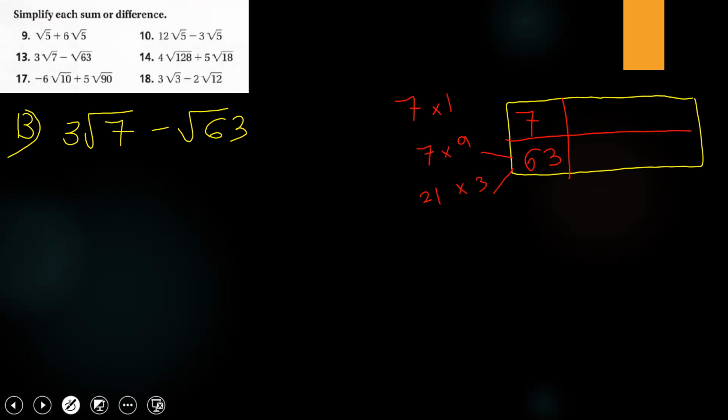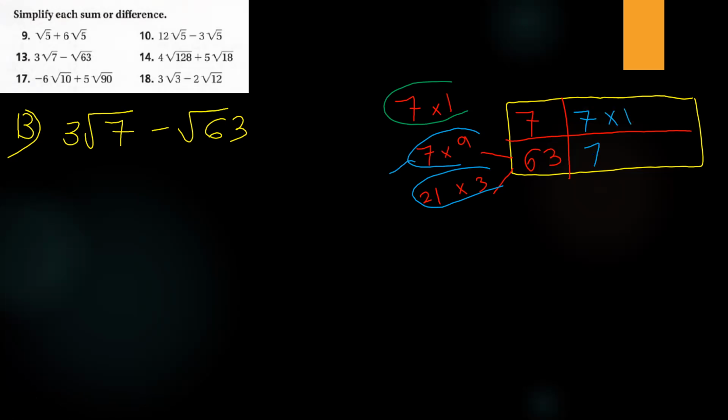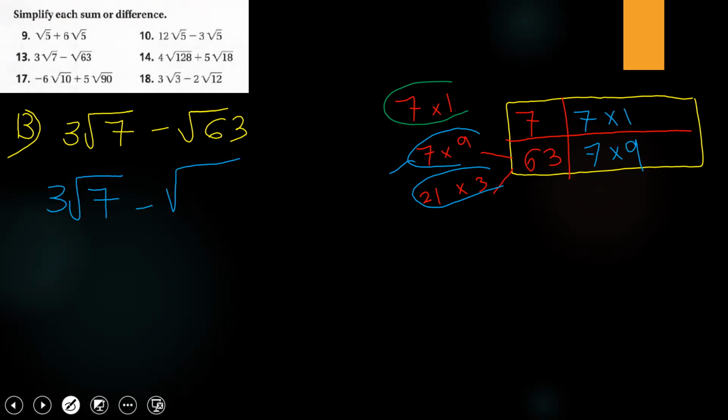Now I want you to choose which of these blue factors have a common number with the green one. 7 multiply 9. 7, 1 and 7, 9. Exactly. Then let's write them here. So we have 3 square root of 7, because 7 times 1, you need to write number 1, minus square root of 63. But instead of writing 63, write 7 and 9.